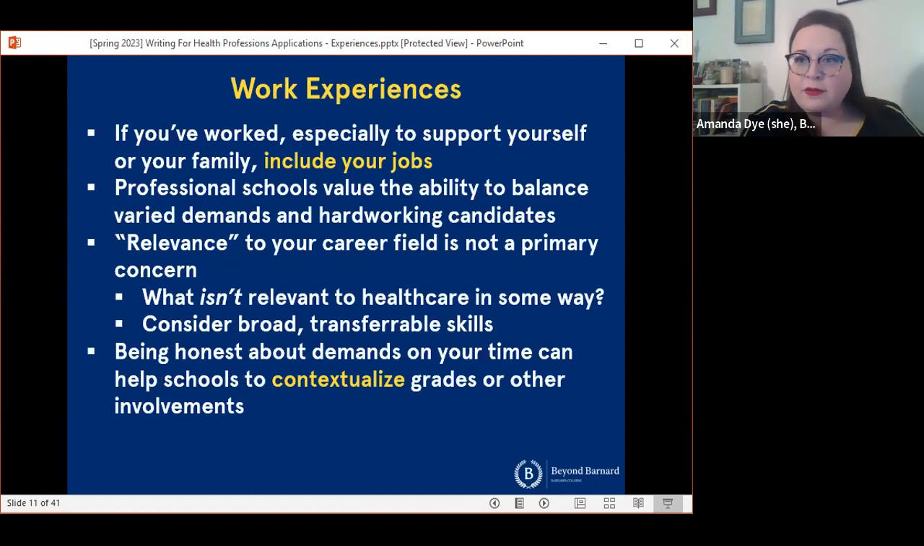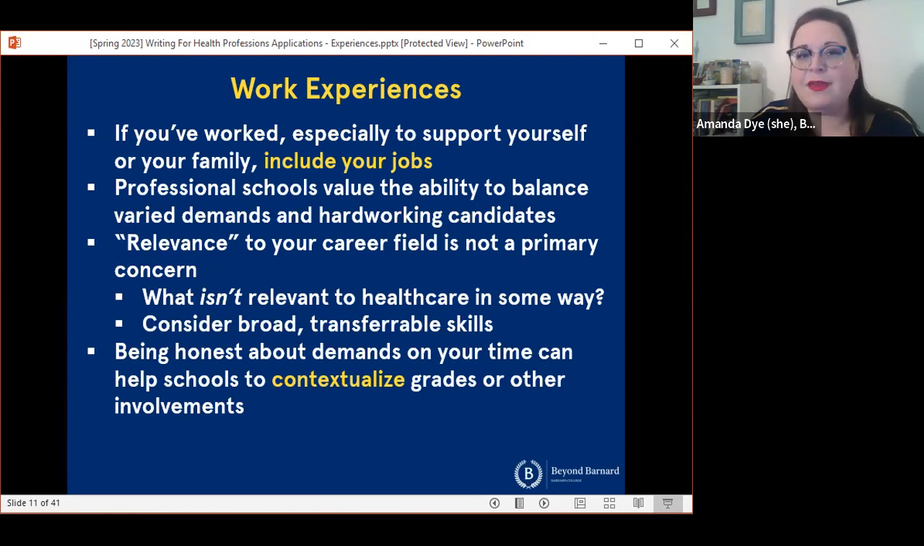If you have worked at any point in your preparation, especially if you've been working to support yourself or your family, please include your jobs. Professional schools really do value the ability to understand the balance of a person's life. And they understand that some people have to work while they're in school. It's really helpful for them to know how much of your time you spent doing that, so that they can understand the context in which your application is being presented, right? So if you haven't had as much time to volunteer because you had to spend a lot of hours working, it's really important to let schools know that, so that they can use that information in understanding your application.